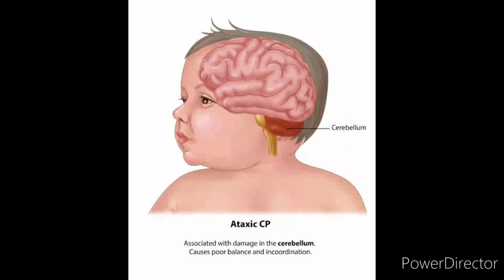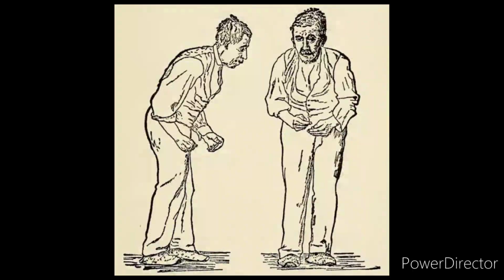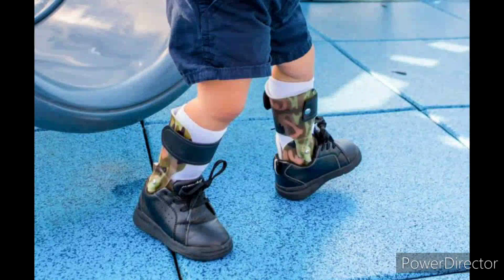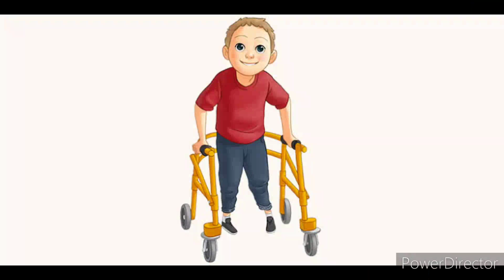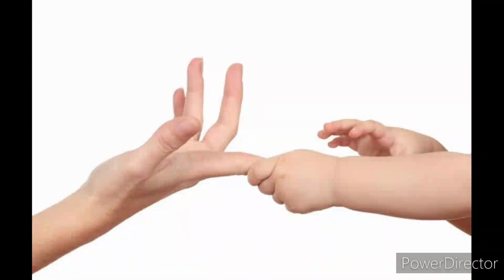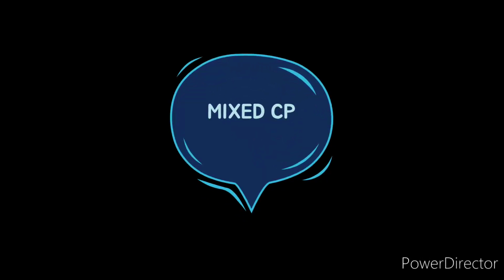Ataxic cerebral palsy is the least common type of cerebral palsy. Ataxic cerebral palsy is characterized by voluntary muscle movements that often appear disorganized, clumsy, or jerky. People with this form of cerebral palsy usually have problems with balance and coordination. They may have difficulty walking and performing fine motor functions such as grasping objects and writing. Mixed cerebral palsy. Some people have a combination of symptoms from the different types of CP. This is called mixed CP. In most cases of mixed CP, people experience a mix of spastic and dyskinetic CP.